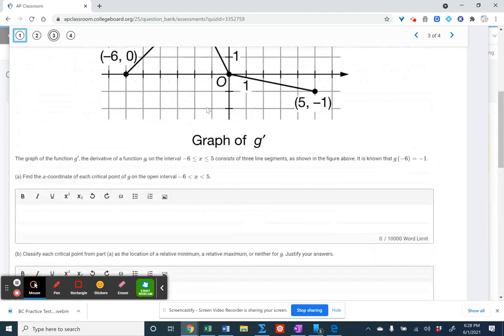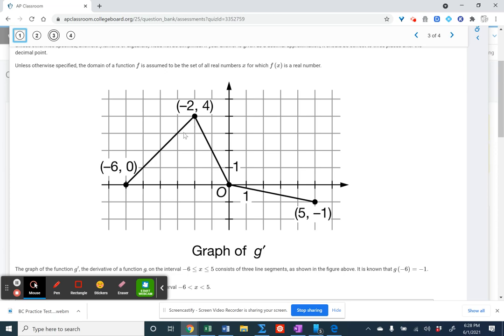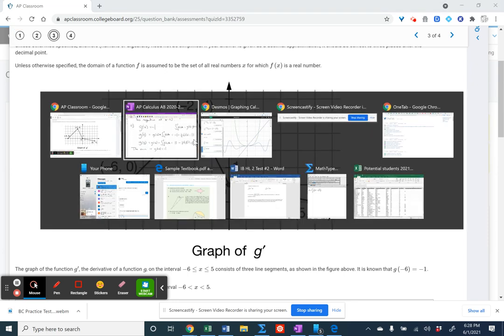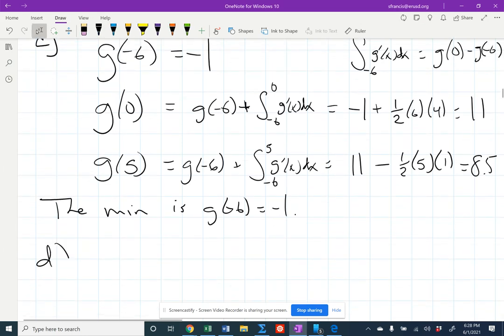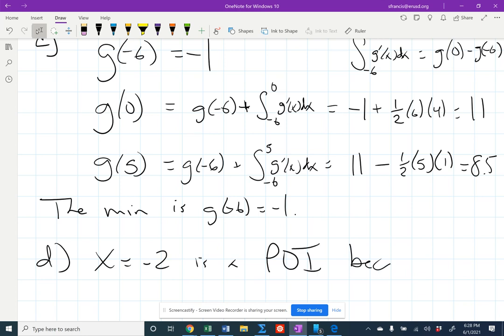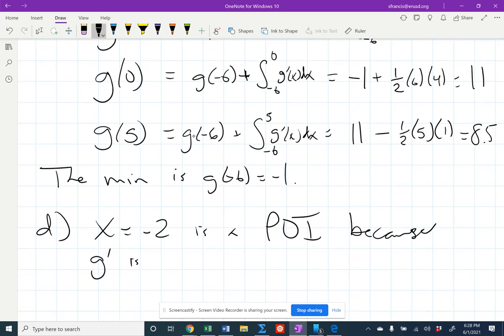So what's happening at negative 2? At negative 2, we see that g prime is increasing before and decreasing after. That's how we characterize a point of inflection at one point. So excuse the pun there. So yes, there is a point of inflection. The x equals negative 2 is a point of inflection because, if you need the reason for this, g prime is increasing before x equals negative 2 and decreasing after.